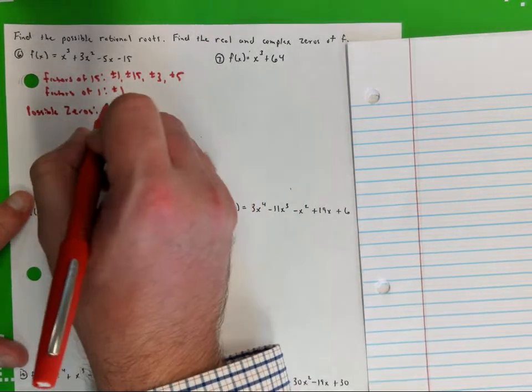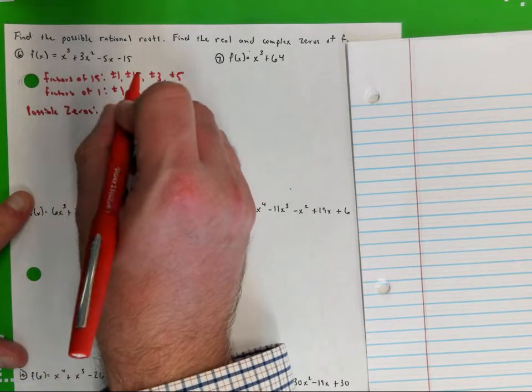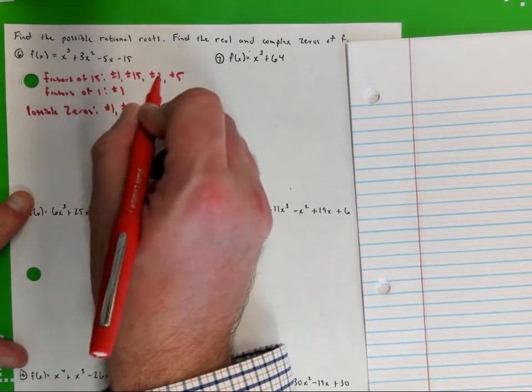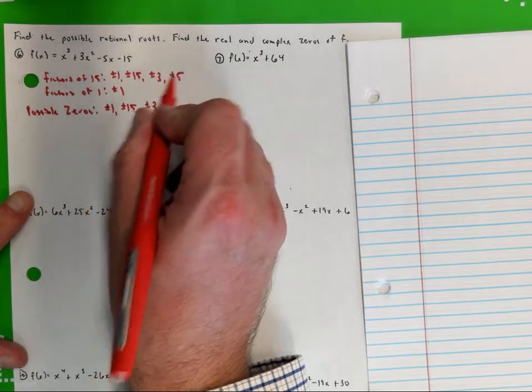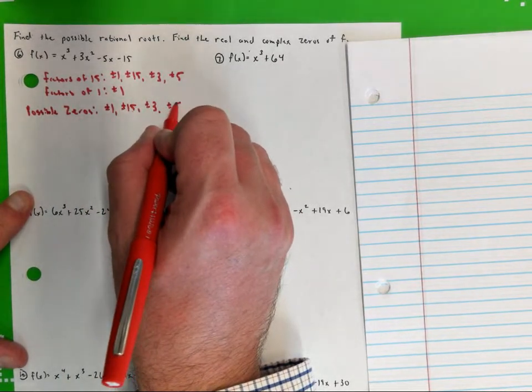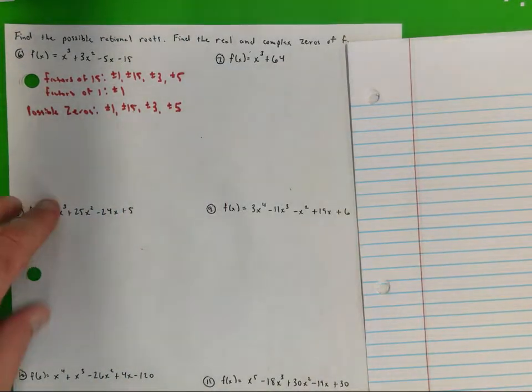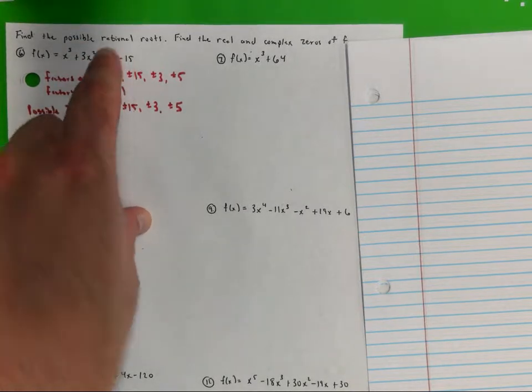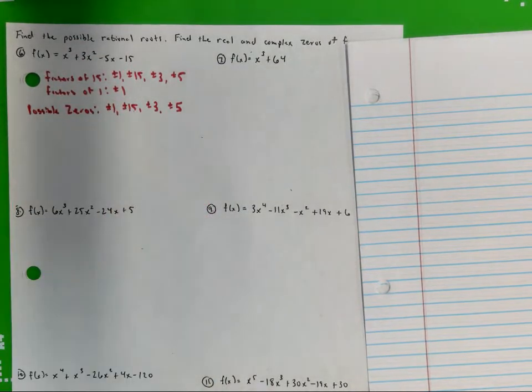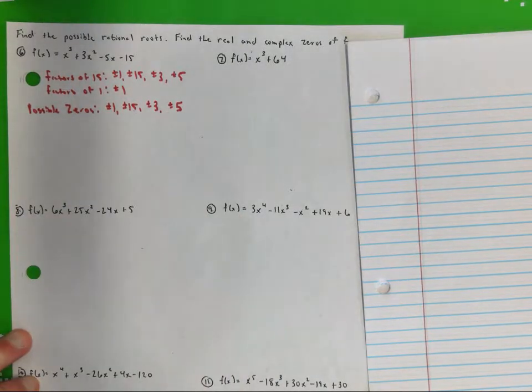So I'm going to say 1 divided by 1 is plus or minus 1. 15 divided by 1 is plus or minus 15. 3 divided by 1 is plus or minus 3. And 5 divided by 1 is plus or minus 5. That's my possible, and it only tells you your possible rational zeros. It does not tell you your imaginary. You cannot determine that at this point. But this is just possible. If it's to cross the x-axis, I'm going to get one of those real possible zeros right there.